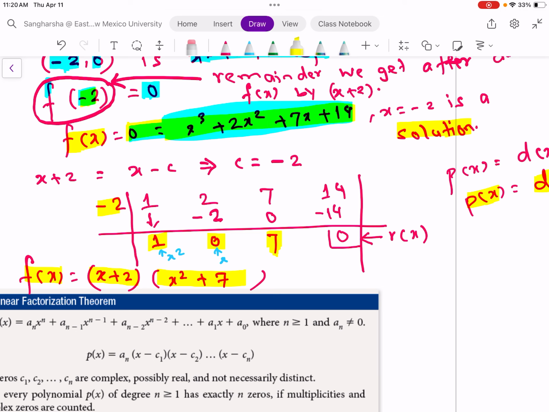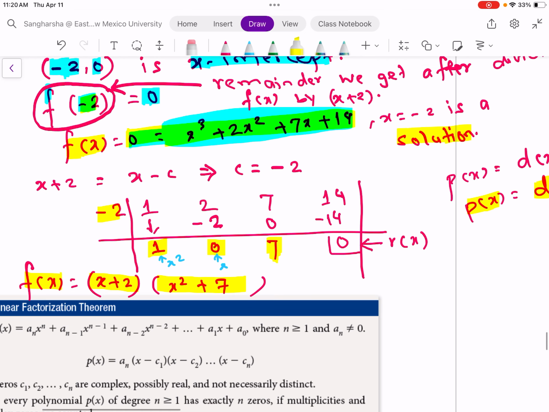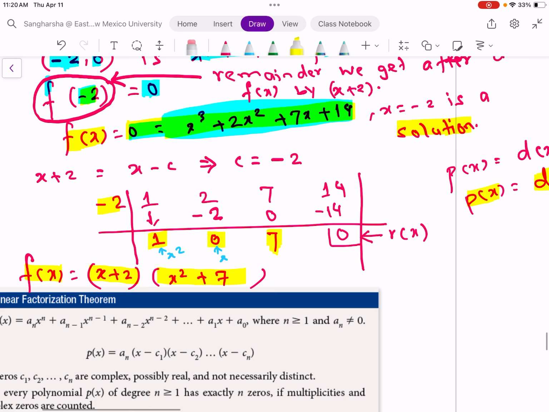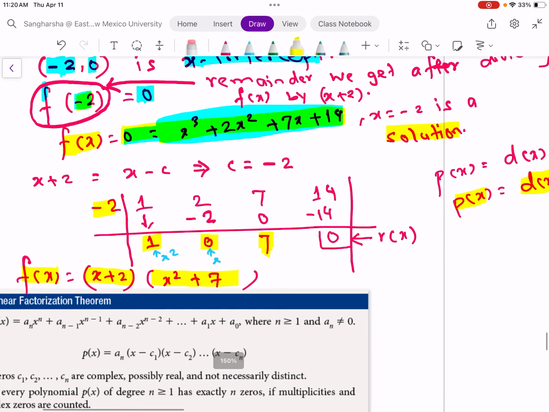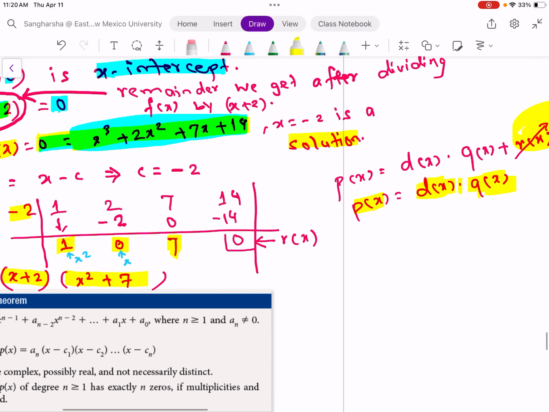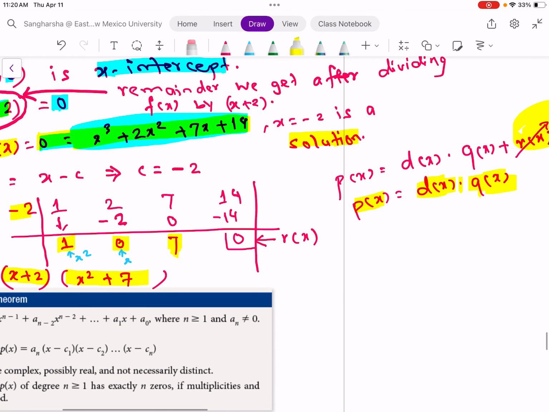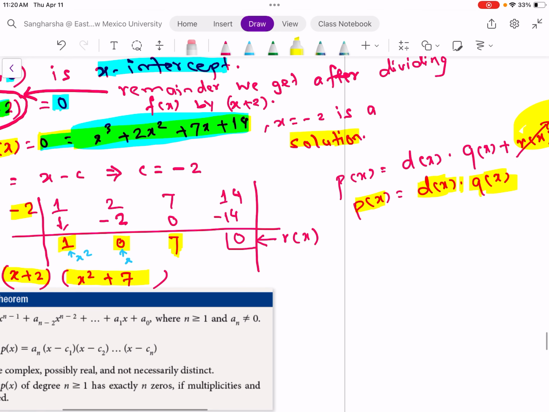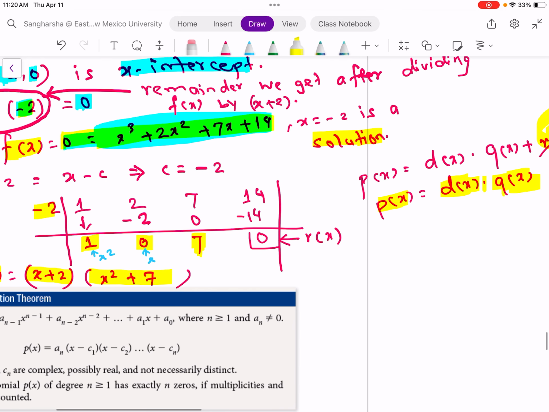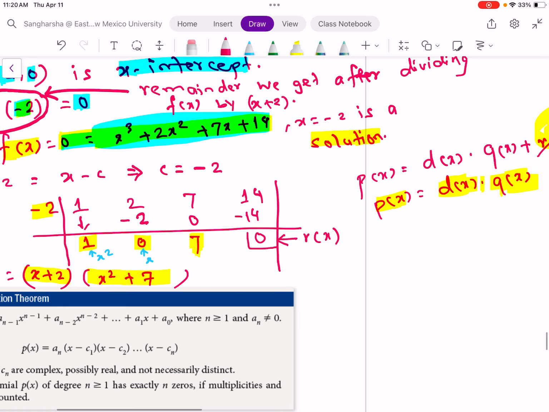And can we factorize x square plus 7? Yes, we can factorize, but we're going to have a complex number. Okay, now let's go ahead and factorize x square plus 7. You can use the quadratic formula to factorize x square plus 7. Or, if you don't wanna use the quadratic formula, let me rewrite this.